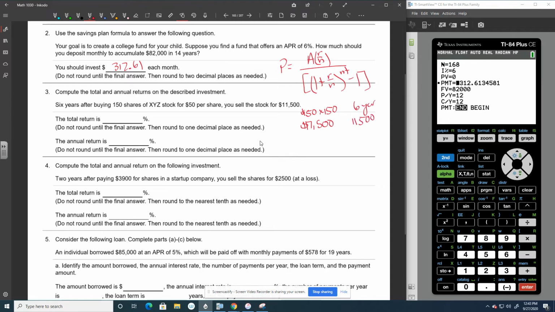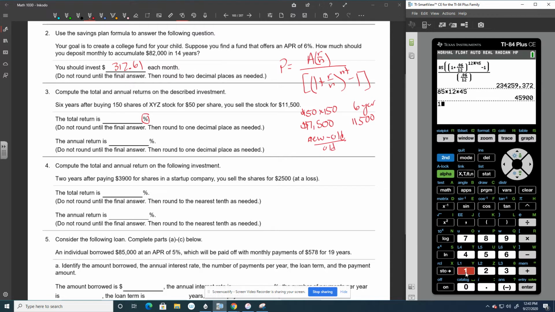So it wants to know, what is my percent? Careful of that percent sign. What's my percent on my total return? So I'm going to use that formula to find my return, where we take the new, we're going to minus the old and divide by the old. Okay. So we'll just go ahead and do it right here on the calculator. I'm going to take the new, which is 11,500. I'm going to minus the old, how much I invested, and then I'm going to divide by that old amount.